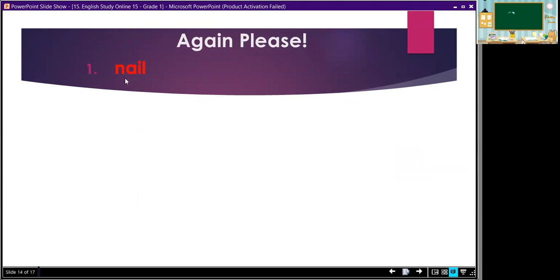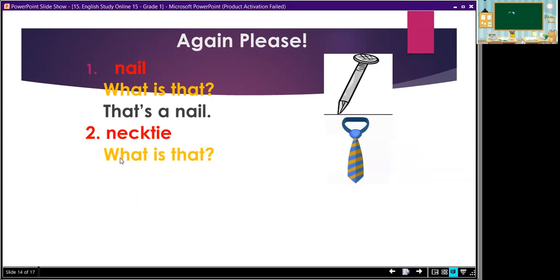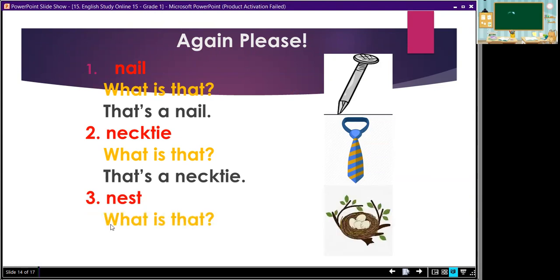Okay, let's repeat again. Nail. What is that? That's a nail. Necktie. What is that? That's a necktie. Nest. What is that? That's a nest.